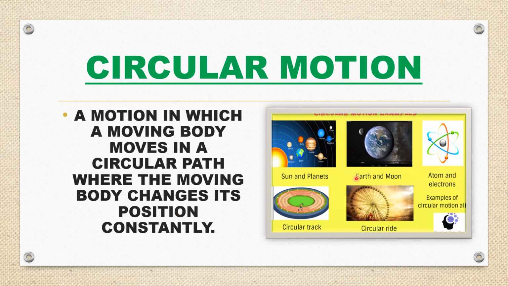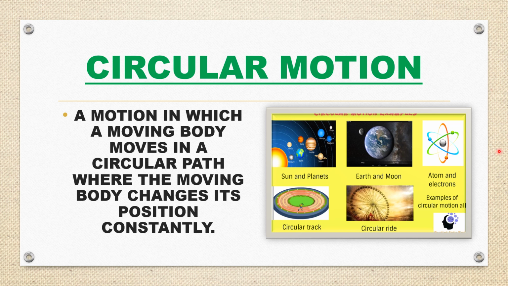Now look at the examples which I have given over here for circular motion. If you look at the sun and the planet, or the earth and the moon, all of it is changing its place, moving from one place to the other. The whole of the earth is moving when it is moving around the sun. Similarly, the whole of the moon is moving around the earth. This kind of motion, where the whole body is moving from one place to the other, changing its position continuously and constantly, is known as circular motion.